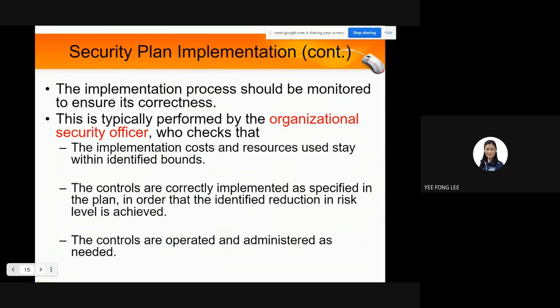In order that the identified risk reductions are achieved, meaning what they plan, they are achieving. So the controls are operated and administered as needed. When the implementation is successfully completed, management needs to authorize the system for operational use.